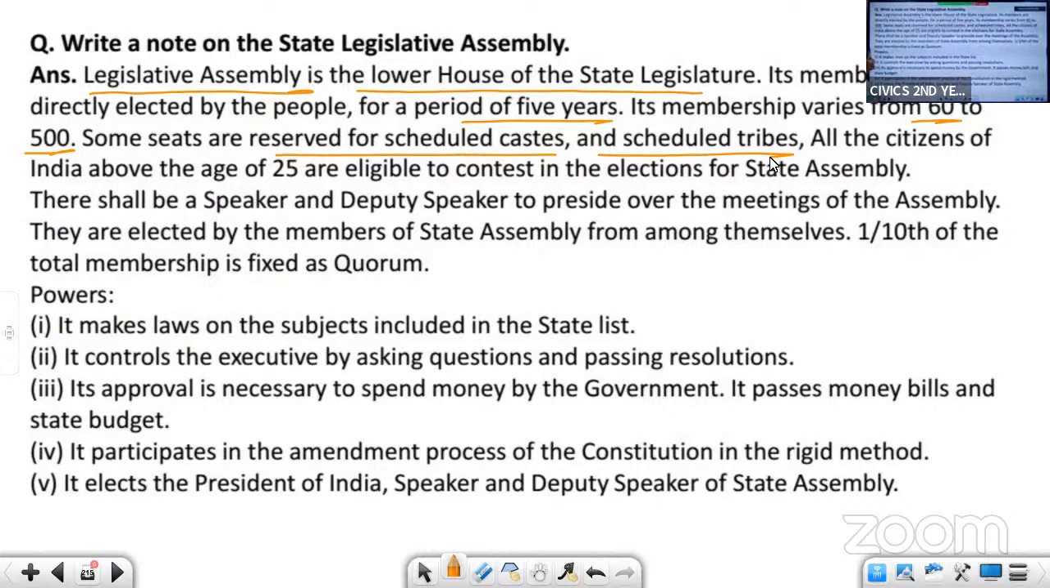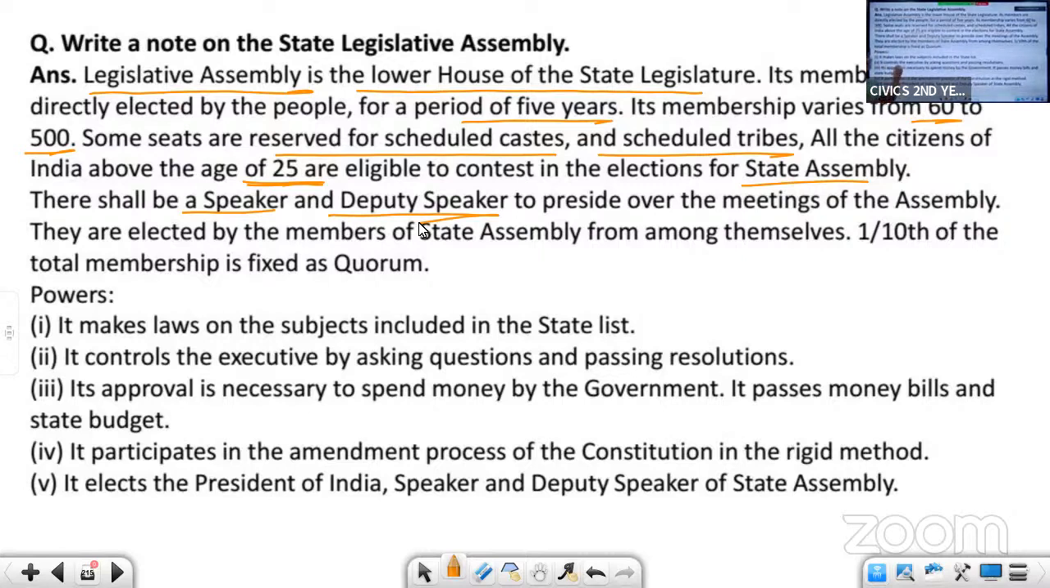And all the citizens who are above the age of 25 years are eligible to contest for the election of the state assembly. Any citizen who is above the age of 25 years is eligible to contest for the state assembly. Okay, and every legislative assembly will have a speaker and deputy speaker who conducts the meetings of the assembly.